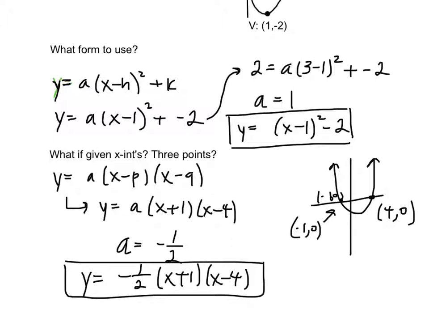Now we need to decide what we would do if we have 3 points. So if we have 3 points, we're going to use standard form.